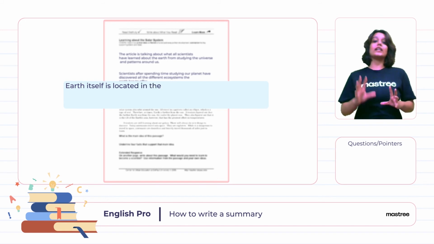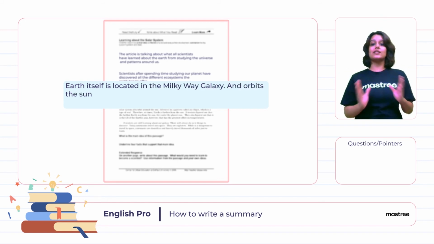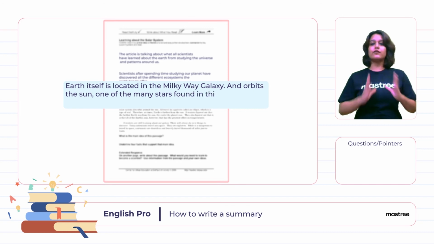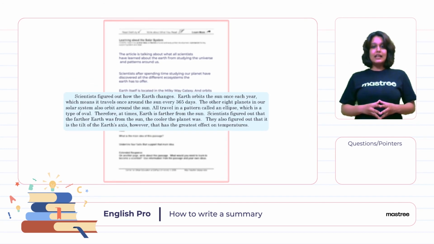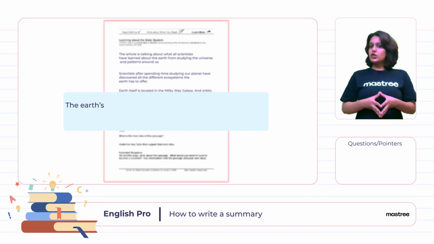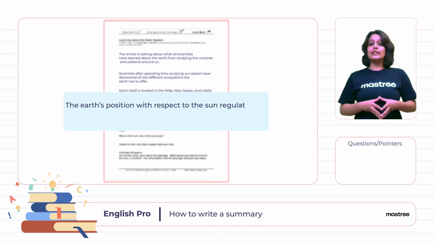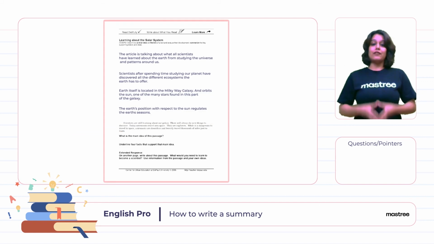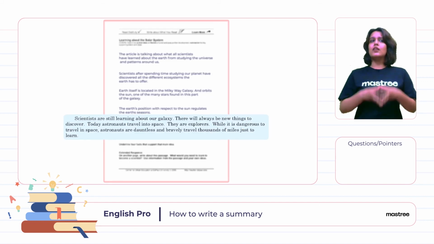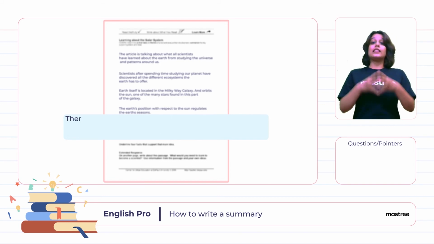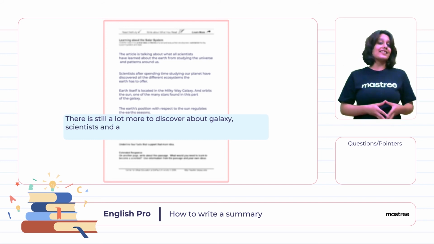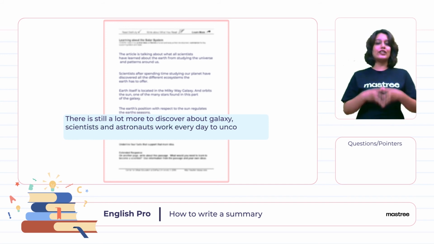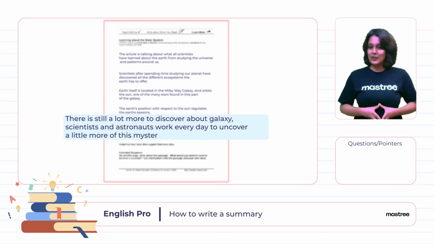Earth itself is located in the Milky Way galaxy and orbits the Sun, one of the many stars found in this part of the galaxy. This was our third paragraph. Let's look at the fourth paragraph. We can write, the Earth's position with respect to the Sun regulates the Earth's seasons. And finally, we have the fifth paragraph, which we can write like, there is still a lot more to discover about the galaxy, and scientists and astronauts are working every day to uncover a little more of this mystery.